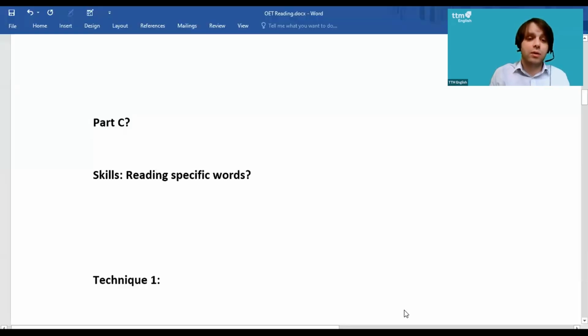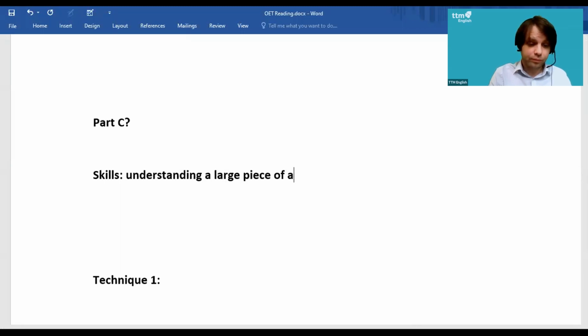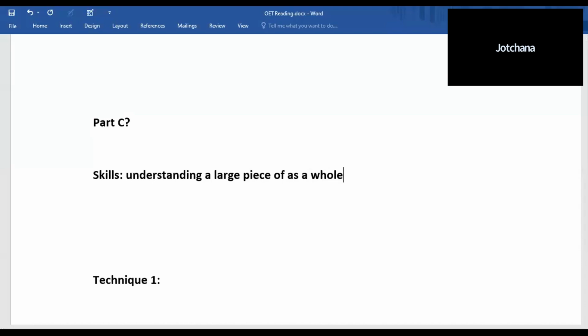Part A, specific words. Part B is more general. Part C is even bigger, right? So if you start trying to look for specific words, you're not going to get a good grade. That's not the skill they're testing. They're testing general comprehension, really. Or let me just say this: understanding a large piece of text as a whole. The gist, yeah.